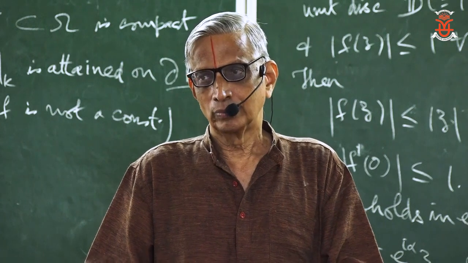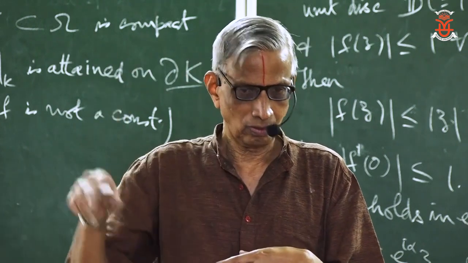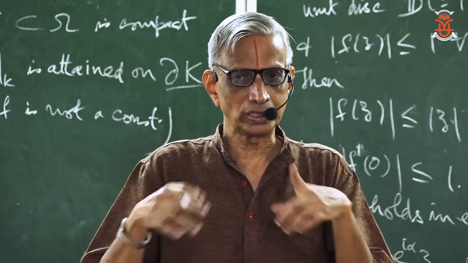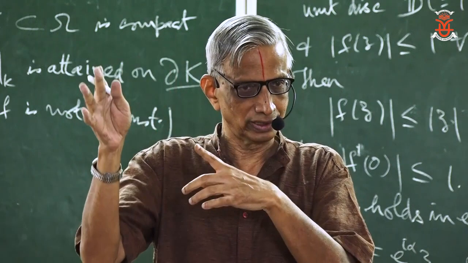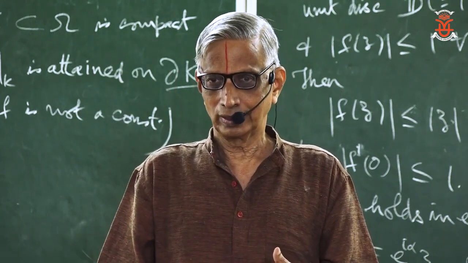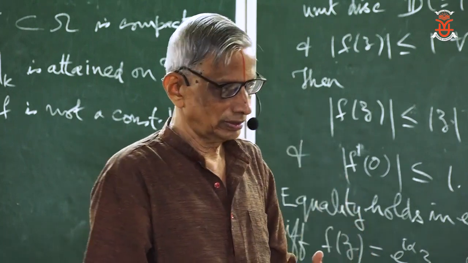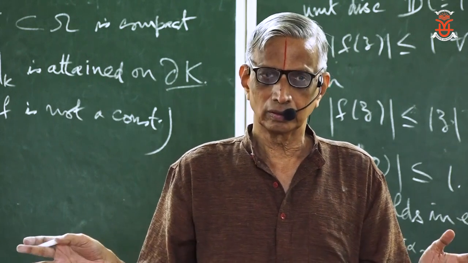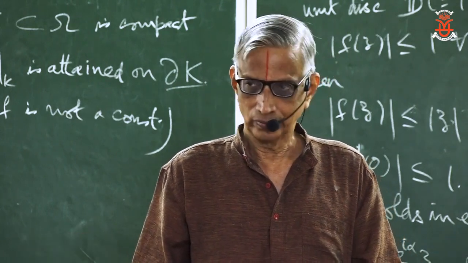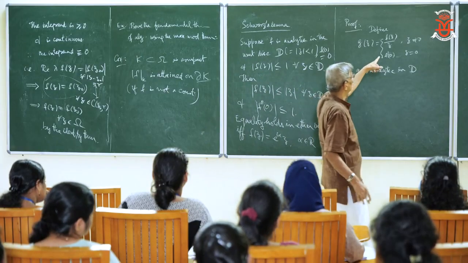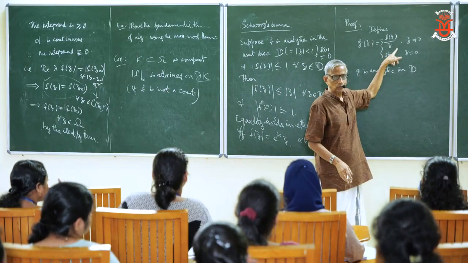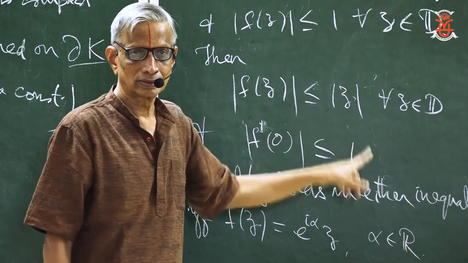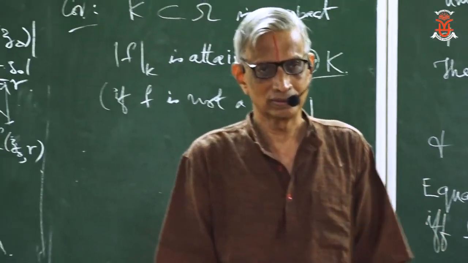right? But the maximum is on the boundary, by the maximum modulus theorem. So if it's less than or equal to something on the boundary, then it has to be less than or equal to that thing in the interior also, right? Therefore, mod g z is less than or equal to 1 in D, in the whole of the interior also, which means modulus of this is less than or equal to 1, which means mod f z is less than or equal to mod z. That's all.